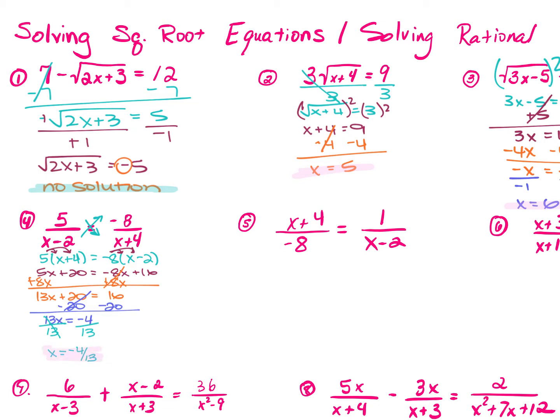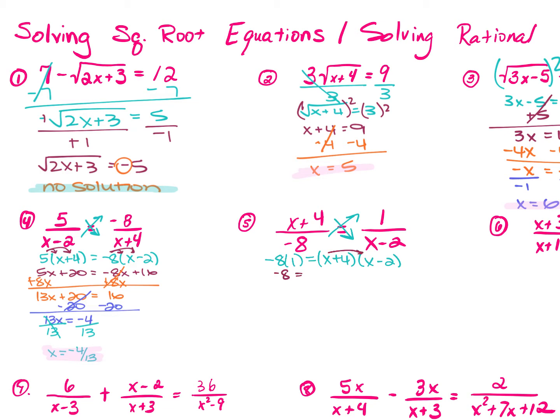For number 5, same exact thing. So you have x plus 4 over negative 8 is equal to 1 over x minus 2. We are going to cross multiply, so same thing. This gives us negative 8 times 1 is equal to x plus 4 times x minus 2. FOIL the right side, multiply the left side. So negative 8 times 1 is negative 8.